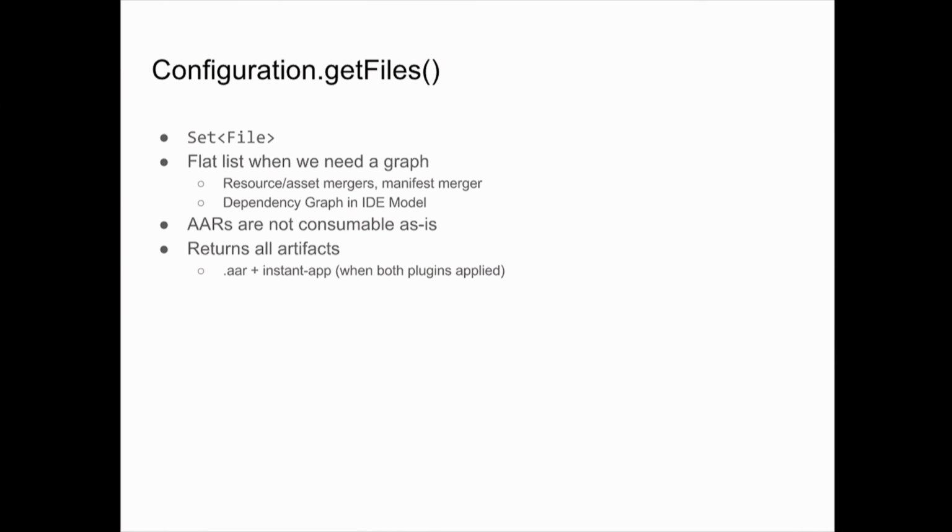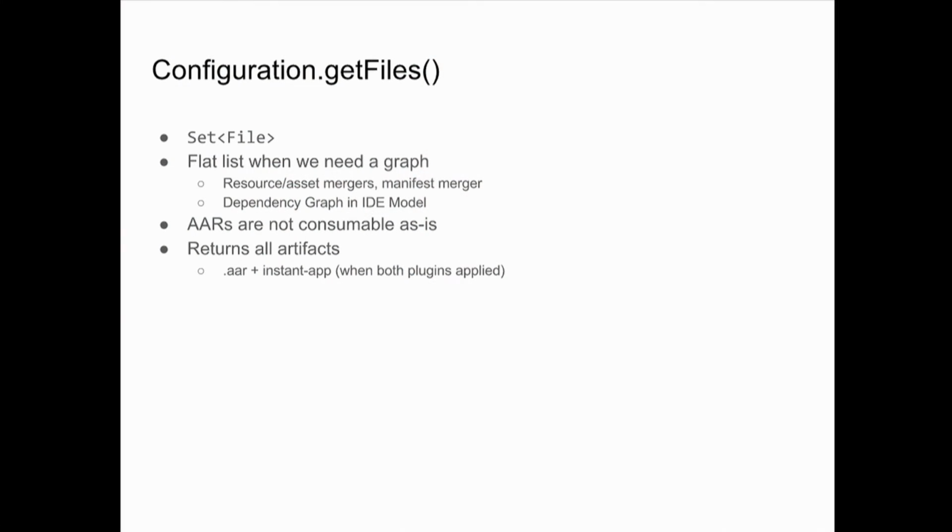So we can't just do getFile inside our task and expect any of the tasks consuming it to actually use it. So we need to unzip it first. And then it returns also all the artifacts. And we're starting to have a case we announced at I/O, Instant App. So you'll be able to create a library module that outputs both an AAR to be consumed by a regular app, or an instant app to be consumed by an instant app.